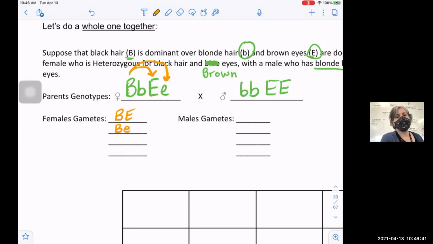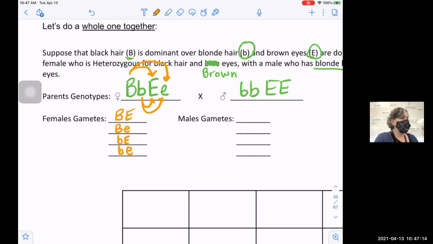Okay, so that's the outer letters. And then the little b can also go with big E. And our little b can also go with little e. So because this mom is heterozygous for both traits, she has 4 different possible gametes. We call these her gamete combinations. What letters can she pass on to her offspring?